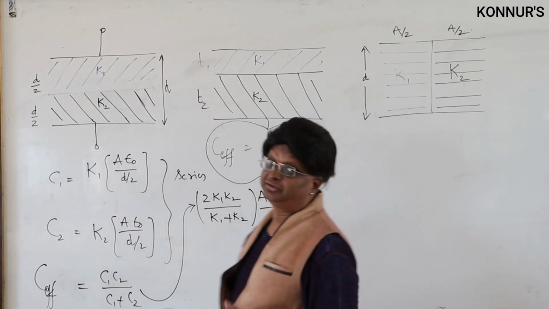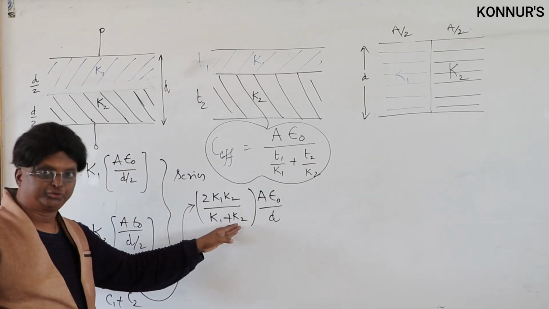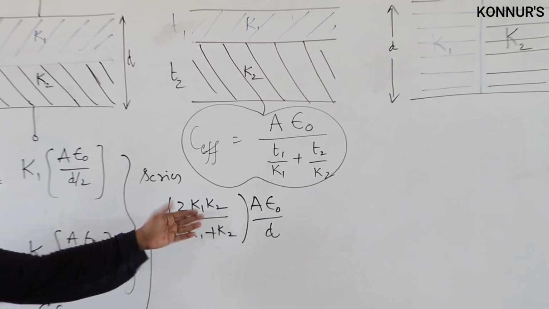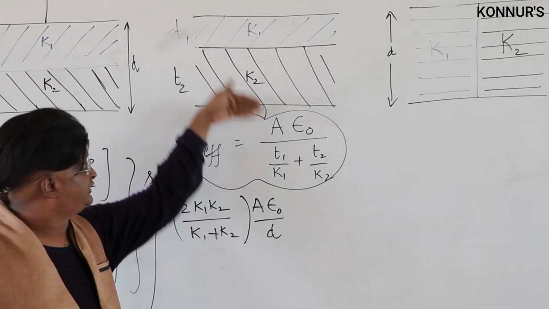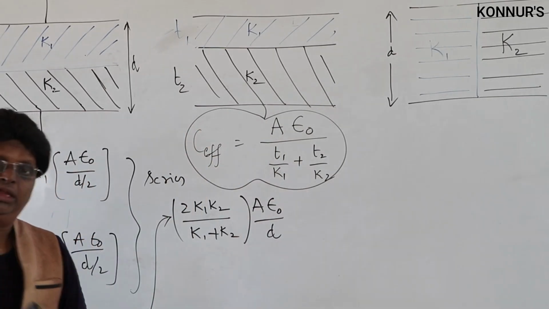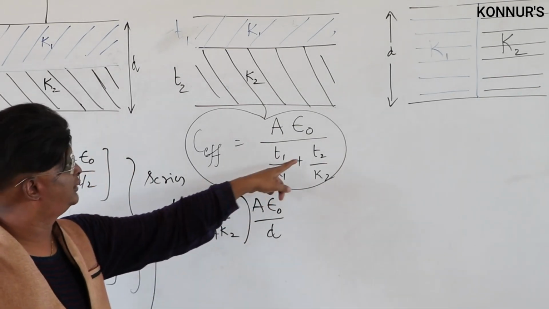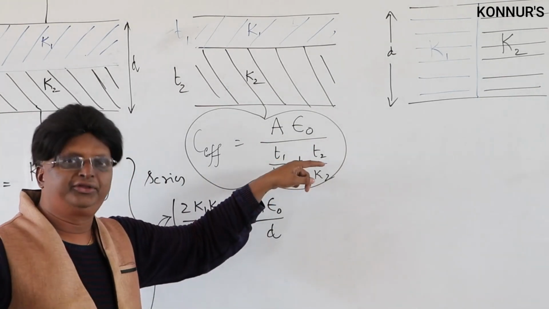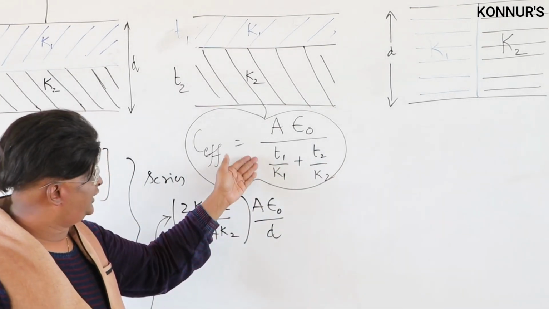Same way, no difference whatsoever. Here you got 2 K1 K2 by K1 plus K2, and this 2 term and everything is because of this d by 2 term. But here thickness is different. This will be the result that you get. Supposing even if it is 3 slabs or any number of slabs, the same result will follow: T1 by K1 plus T2 by K2 plus T3 by K3. So whatever number of terms that are given, you will take that way.